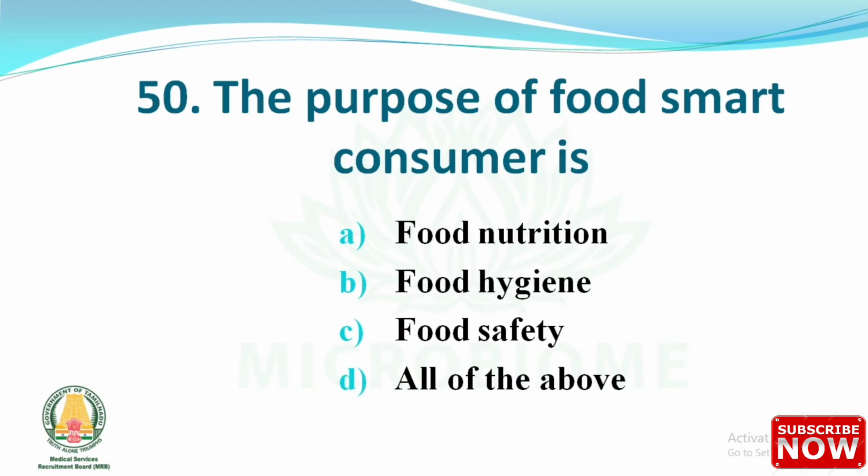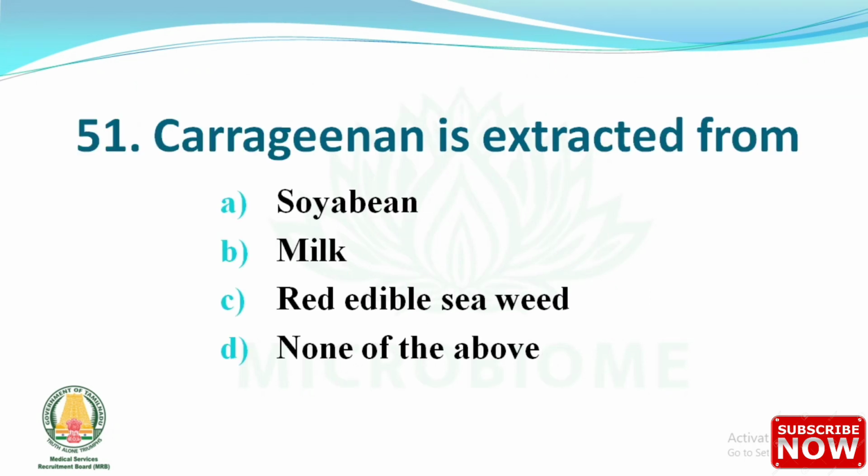And next, the purpose of food smart consumer is? The options: food nutrition, food hygiene, food safety, all of the above. The right answer, option D, all of the above. Food nutrition, food hygiene, food safety. And next, carrageenan is extracted from? The options: soybean, milk, red edible seaweed, none of the above. The right answer, option C, red edible seaweed.